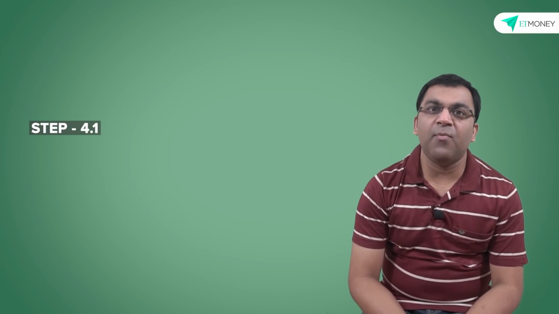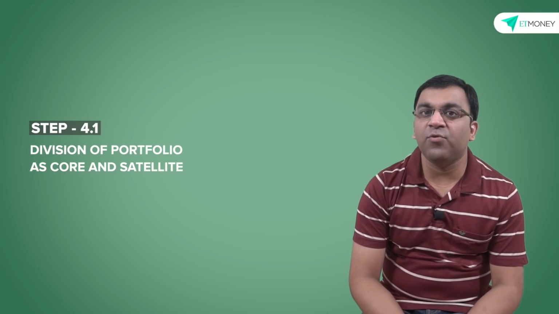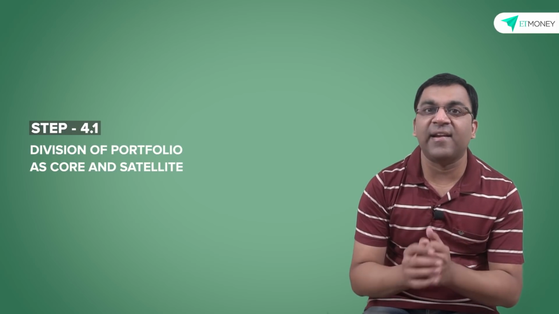Now that the macro part of the portfolio review is done, let's get down to brass tacks and consider the various elements that make up a portfolio. The first step one needs to take is to divide the portfolio into a core and a satellite portfolio. Now, what do we mean by that?